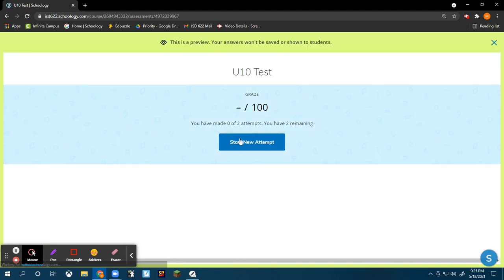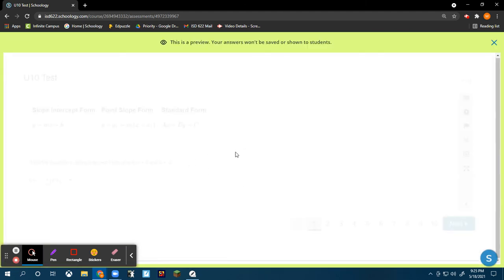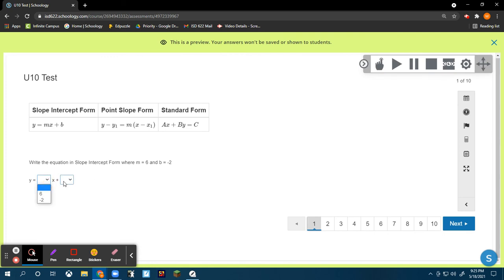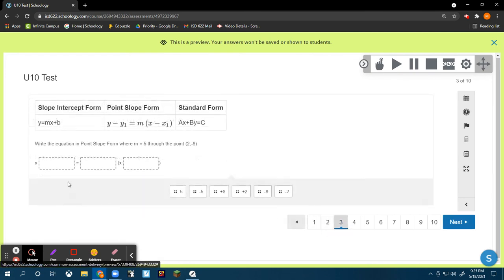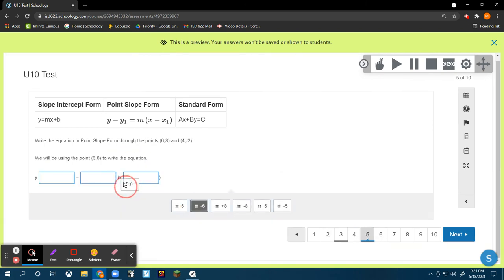As you get into it, you're going to have drop-down options for every question, just because I wanted to make it a little bit more accessible to students. You're also going to have drag and drop options for these as well. So it makes it a little bit easier, takes a little bit of the guesswork on what signs you have to put in there.